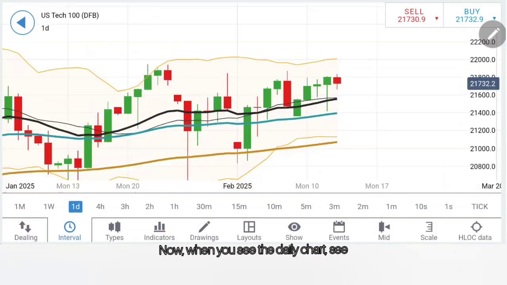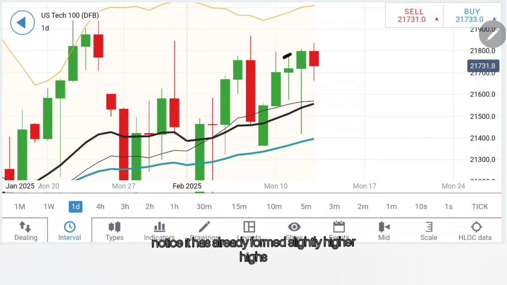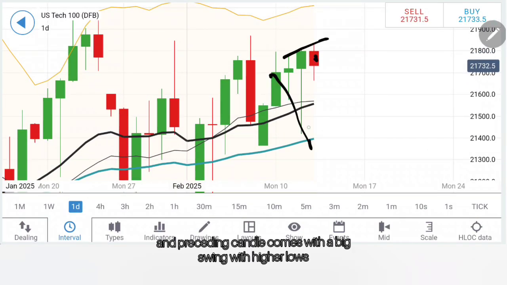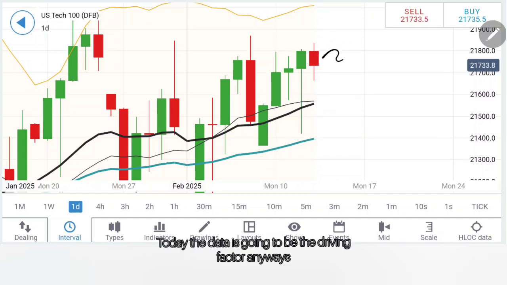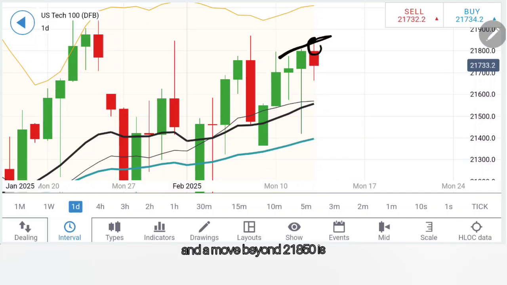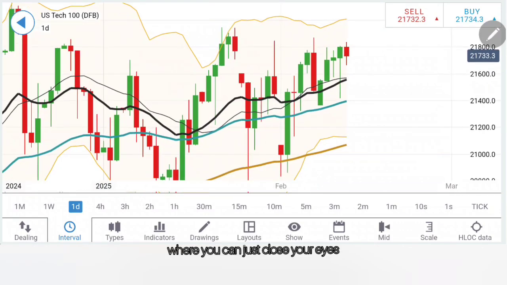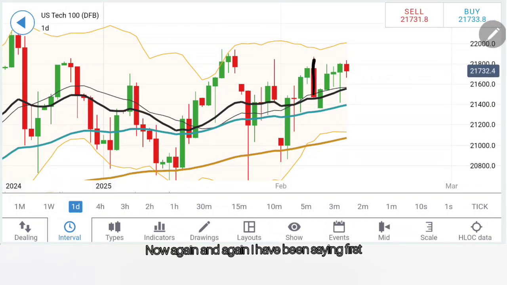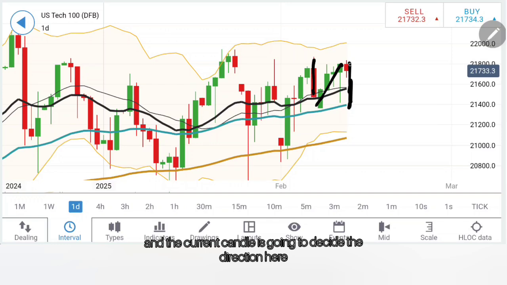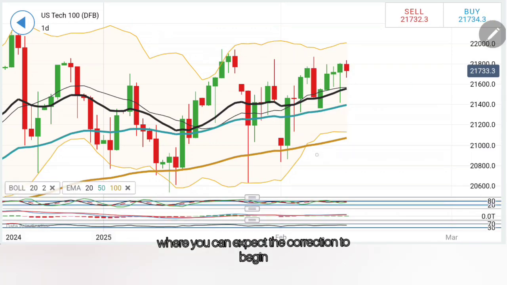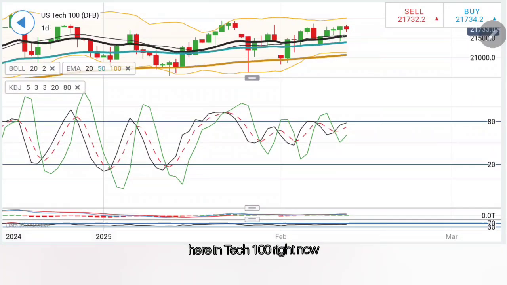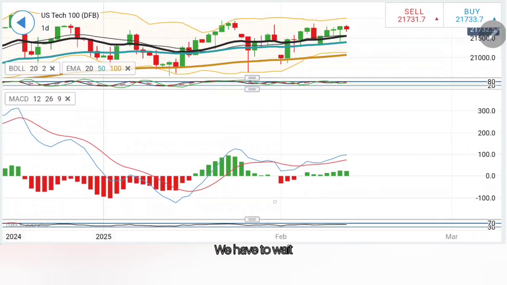Coming to the daily chart, notice it has already formed slightly higher highs, and the preceding candle comes with a big swing with higher lows. So if it comes all the way on the downside, it is possible that it can see the 21,450, 400 zone. Today the data is going to be the driving factor anyways, and a move beyond 21,850 is where you can just close your eyes, stay bullish. Now again and again I have been saying, first bearish candle retracement and the current candle is going to decide the direction here, and possibly hitting the bottom is where you can expect the correction to begin here in Tech 100. Right now we have to wait.